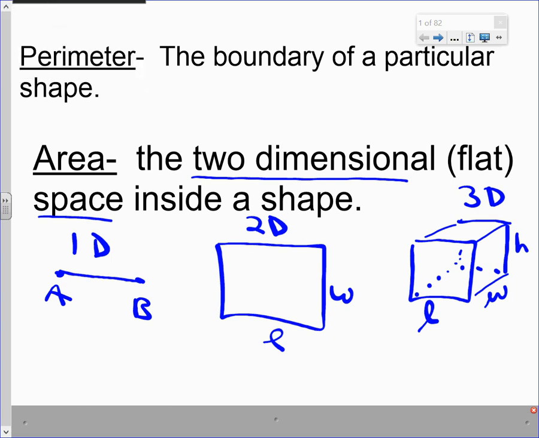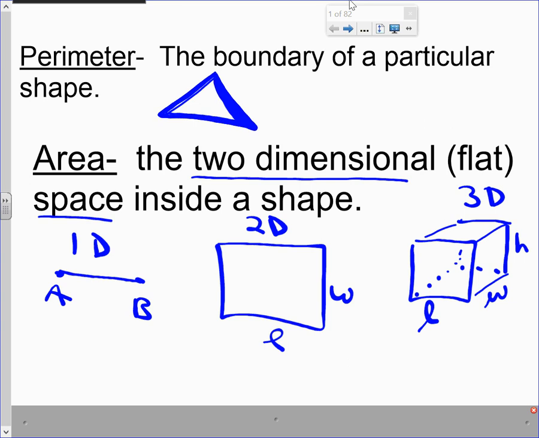So yesterday, if you were absent yesterday, we defined perimeter as the boundary of a particular shape. So if you have a triangle, the perimeter would just be the distance around the shape, where my finger's at. That's just the perimeter. Of any shape, it's just a distance. Area, on the other hand, was two-dimensional flat space inside the shape.